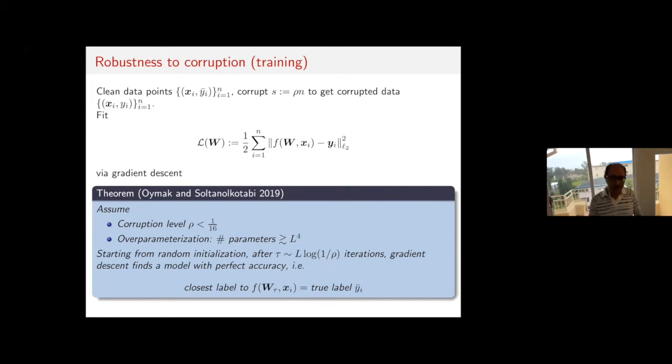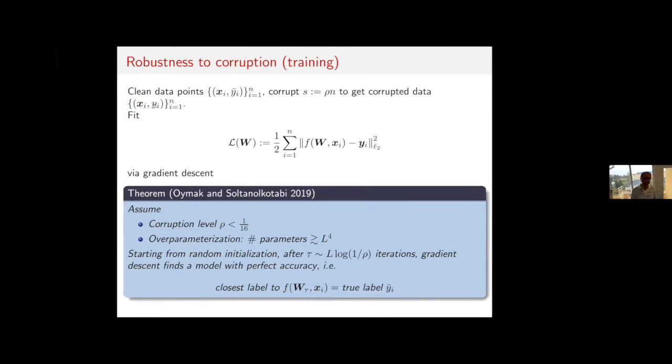If you stop early, then what you can show is that the closest label to the output of the neural network is actually the ground truth labels, right? So again, you train using the corrupted labels, but if you run gradient descent and stop early, you actually get the ground truth labels. And this is if you stop after a certain number of iterations, which we specify. So again, this actually explains that experiment. You perfectly correct your corrupted training data and give back the true labels.